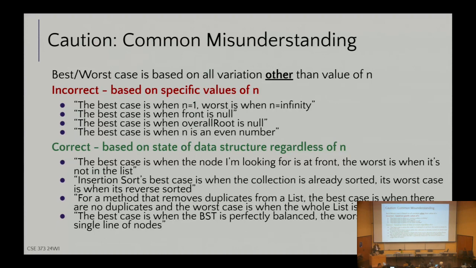Or like if we have a method to remove duplicates, the best case scenario is there's no duplicates, and I just run through the whole thing, and I'm like, never mind, don't move anything. But the worst case scenario is maybe the entire thing is duplicates. Again, it's not about how many things are stored in it, but the state of the data. Yes, question in the back.